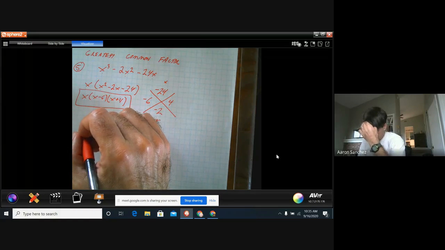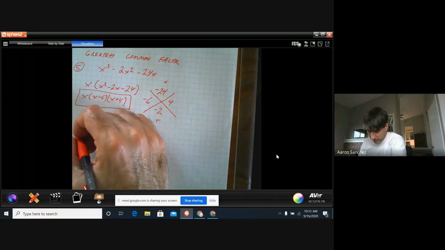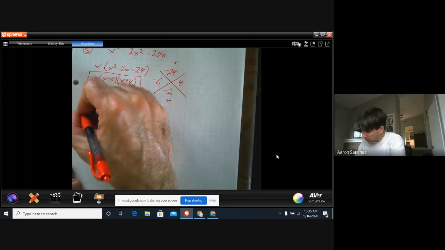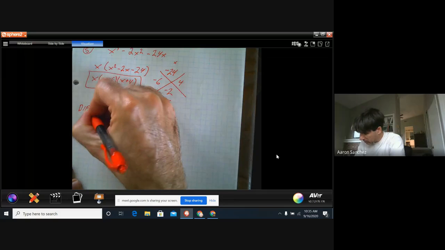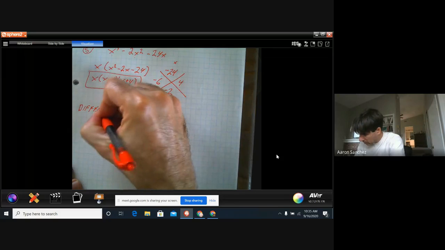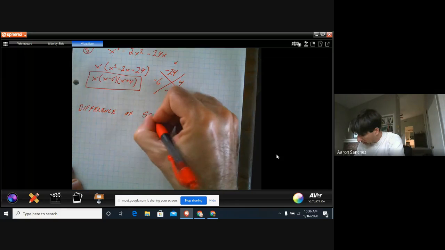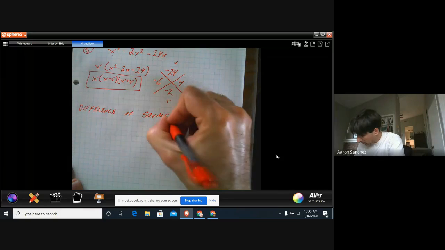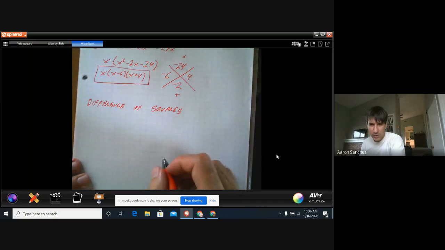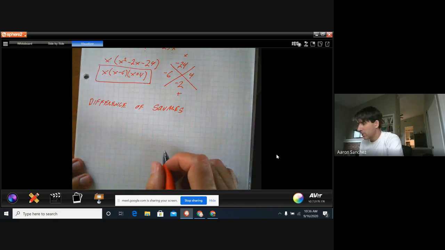Okay, there's something called the difference of squares, which you need to know. Difference of squares, this is notes. Okay, here's the difference of squares. Here's how it works. Difference of squares is exactly what it sounds like.